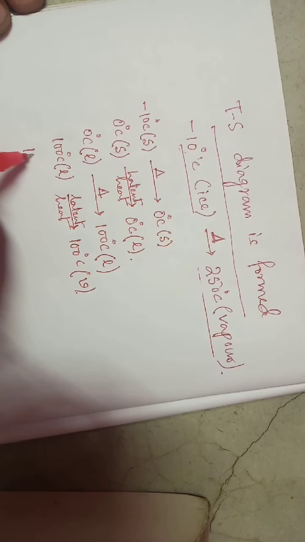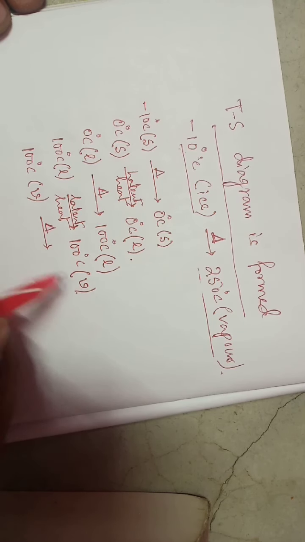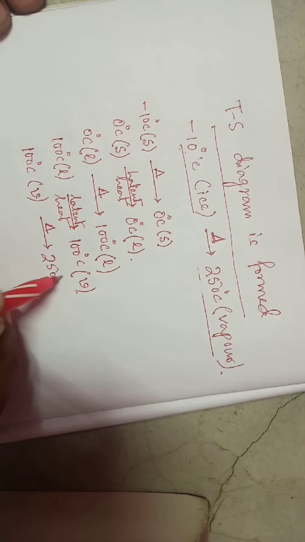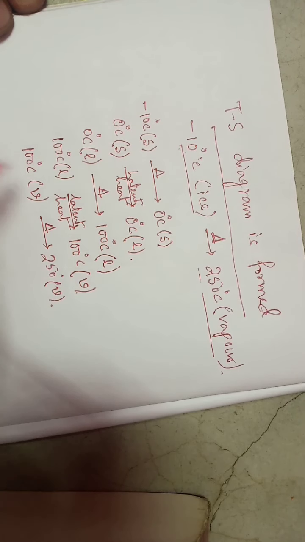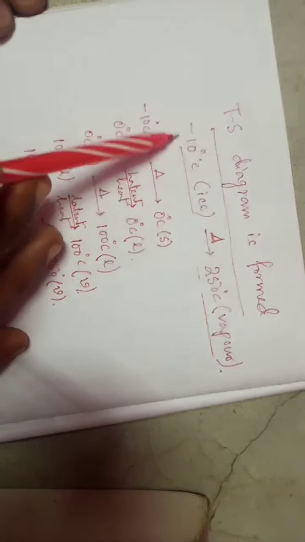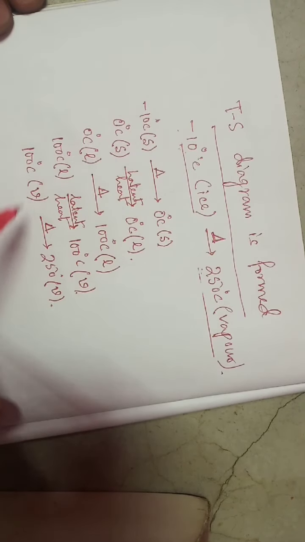Now this 100 degrees centigrade of vapor condition will take sensible heat and it will go on increasing its temperature as per our needs. So here we have taken minus 10 degrees centigrade to 250 degrees centigrade. So these are the steps it will follow.